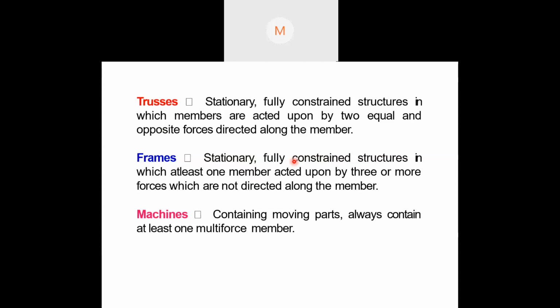So here are the two differences between truss and frames. Trusses are stationary, fully constrained structures in which members are acted upon by two equal and opposite forces, and frames are stationary, fully constrained structures in which at least one member is acted upon by three or more forces. So these are the differences.